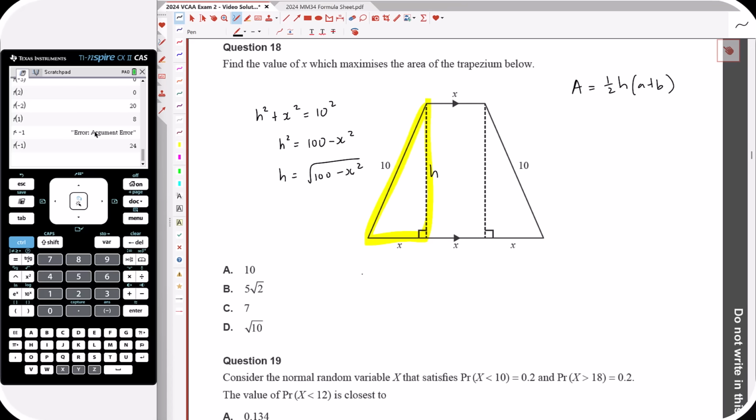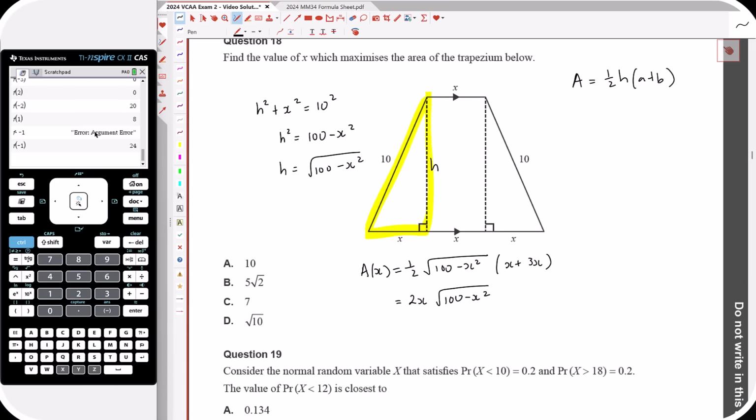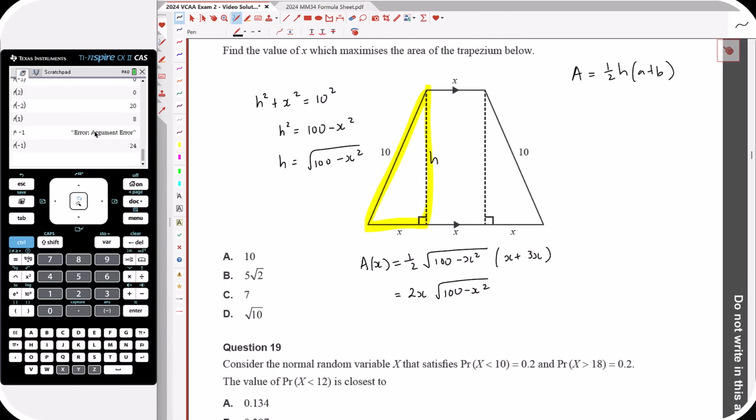Okay, so the area in terms of x is going to be half times the height times the sum of the two parallel sides. So that's x plus 3x. So that's 4x, which when we times by half leaves us with 2x. Okay, so now we want the maximum area of the trapezium, so we want to maximize this function. So let's just define it.